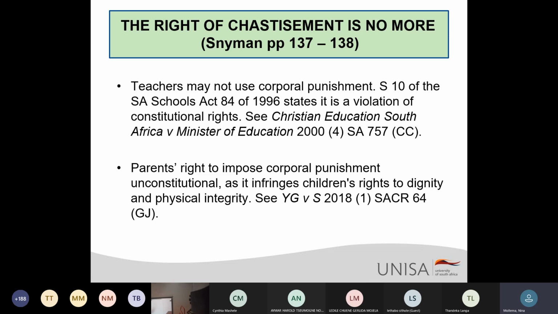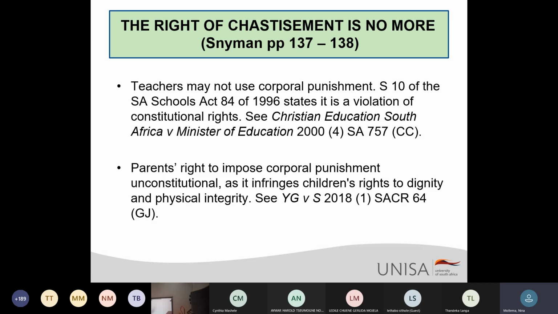So the right of chastisement was, in terms of the common law, that a parent or a teacher could hit a child or punish a child, give a child corporal punishment, only if that punishment was moderate and reasonable. Now, that has completely fallen out. Teachers no longer have the right to impose corporal punishment. That was in the Christian Education South Africa versus Minister of Education 2000 case, as you can see there. Section 10 of the South African Schools Act says it's a violation of the constitutional rights of a child. So that's just a quick background.